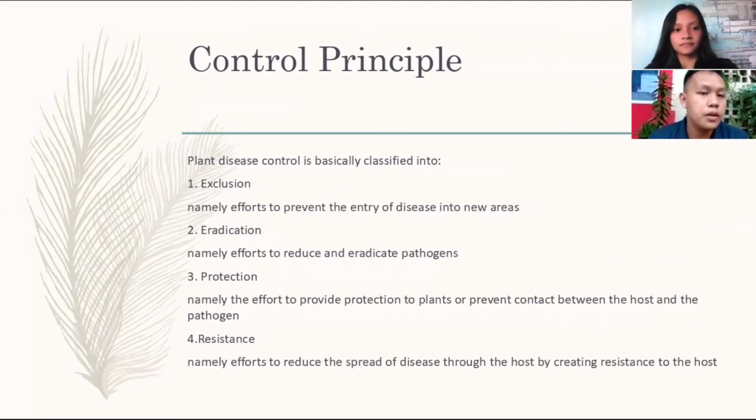Control principle. Plant disease control is basically classified into: first, exclusion, namely efforts to prevent the entry of disease into new areas. Second, eradication, namely efforts to reduce and eradicate pathogens. Third, protection, namely the effort to provide protection to plants or prevent contact between the host and the pathogen. And fourth, resistance, namely efforts to reduce the spread of disease through the host by creating resistance in the host.